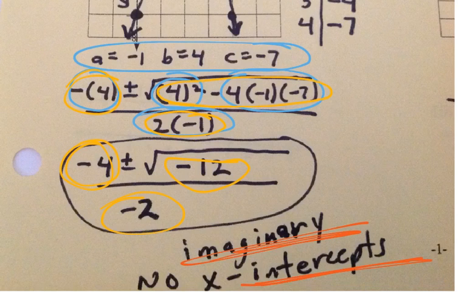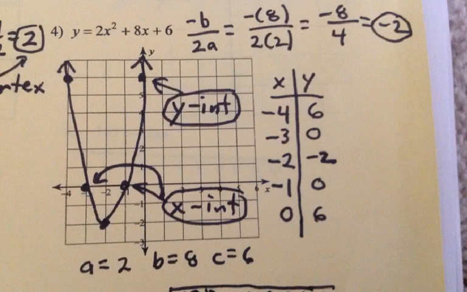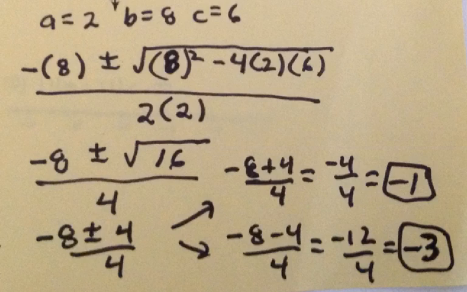Let's do one more. Number 4. Notice, guys, I did my negative b over 2a up here. I got my vertex at negative 2, as shown there in the table. I completed my table in a similar way. Here is actually the calculator work.